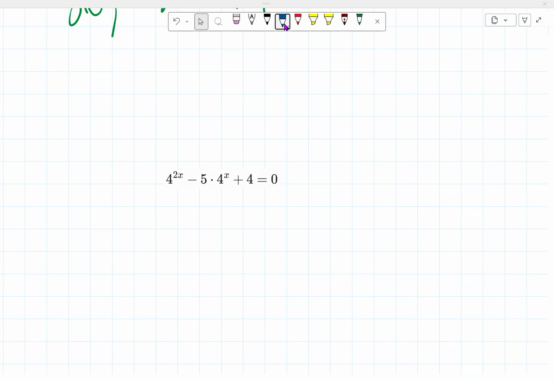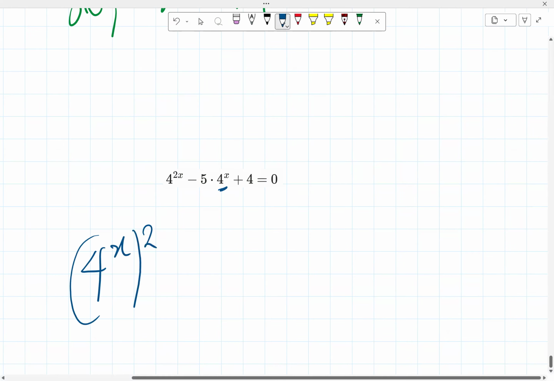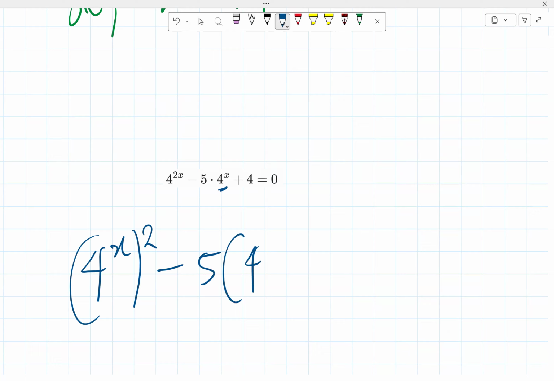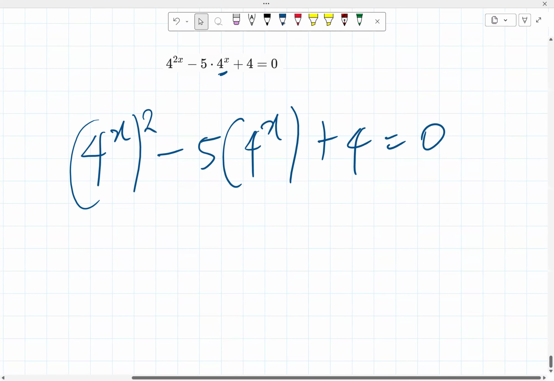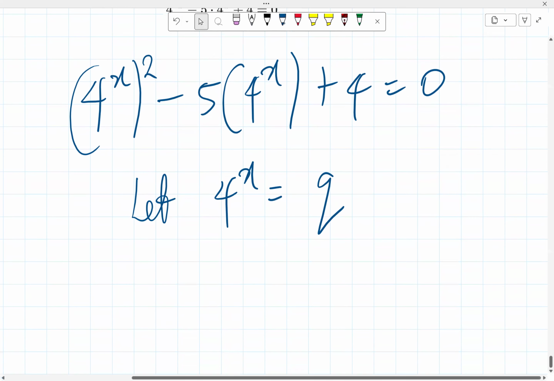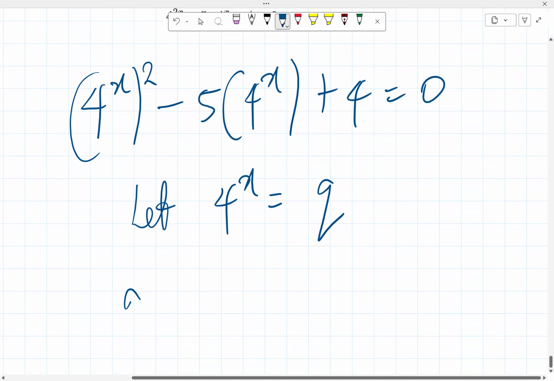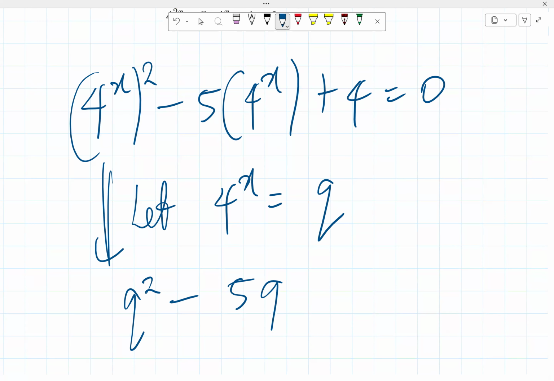So first of all, I see 4 raised to the power x here. So I can say this is 4 raised to the power x, all raised to the power 2, minus 5 into 4 raised to the power x, plus 4 equals 0. Okay. So I then say let 4 raised to the power x be equal to q. It can be anything, so don't be fixated on t. So this will now be q squared. So this now is q squared minus 5q plus 4 equals 0.